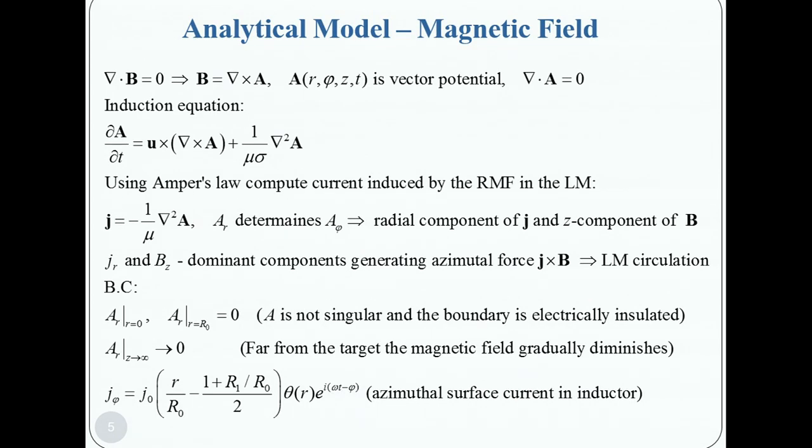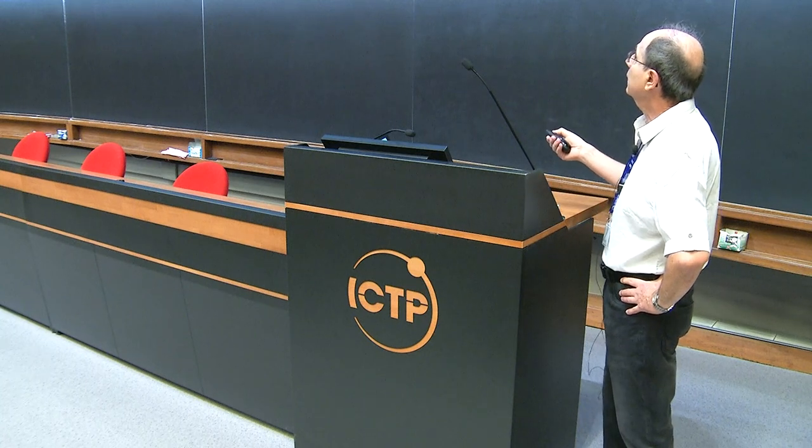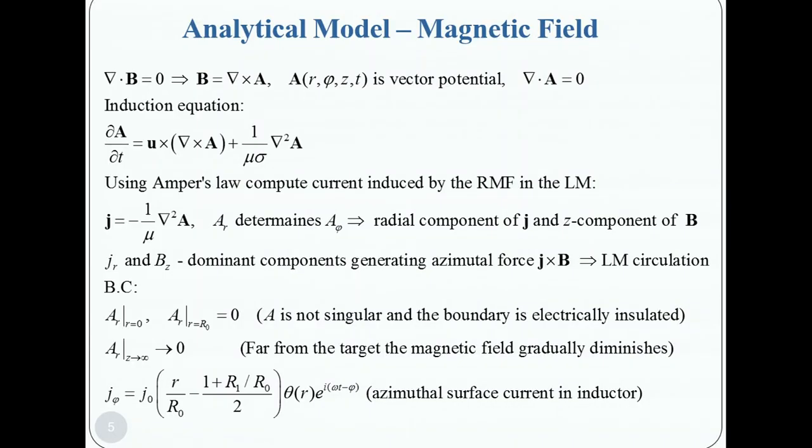Now the analytical model. First of all, we defined vector potential because the magnetic field is non-divergent, solenoidal, so vector potential can be defined, and with Coulomb calibration, divergence of vector potential is equal to 0. Then, of course, the induction equation can be derived from Maxwell equation and Ohm's law for moving conducting media. So that's a basic equation for the magnetic field generated by inductor.